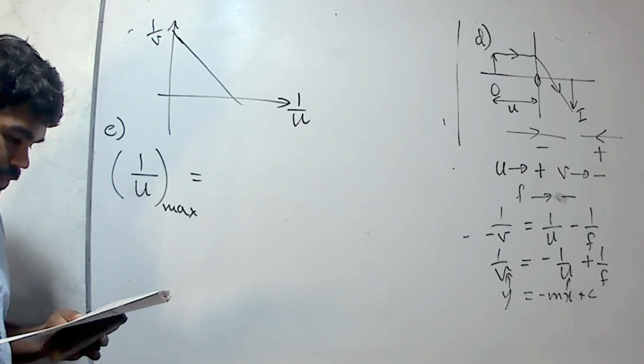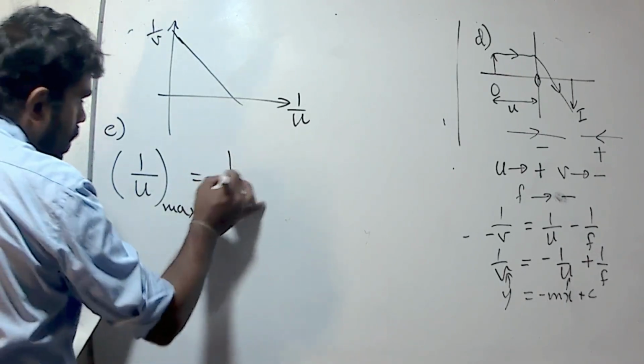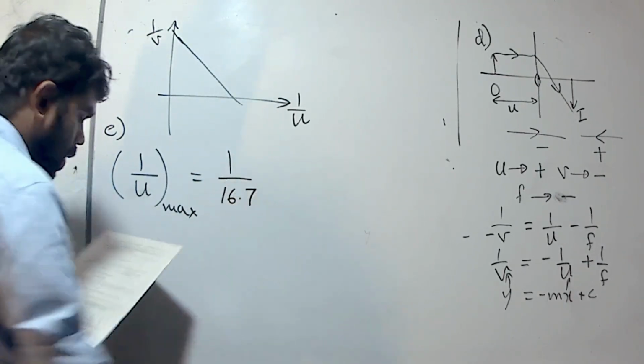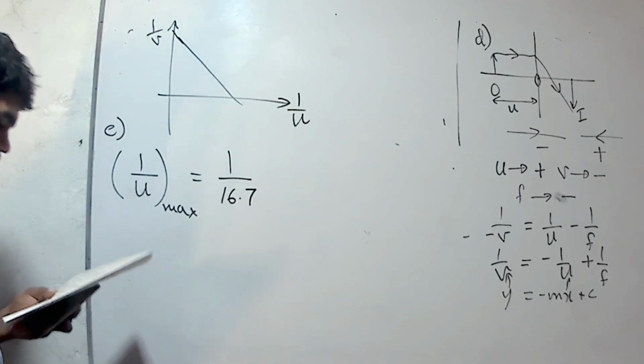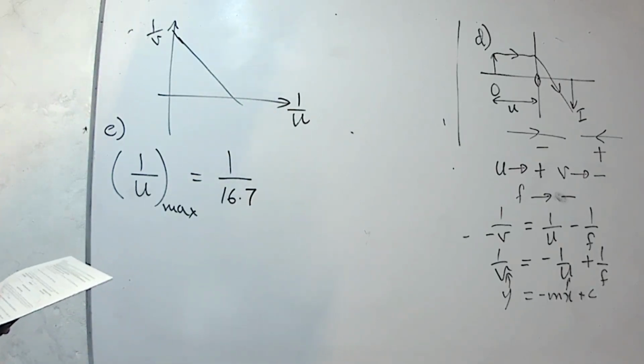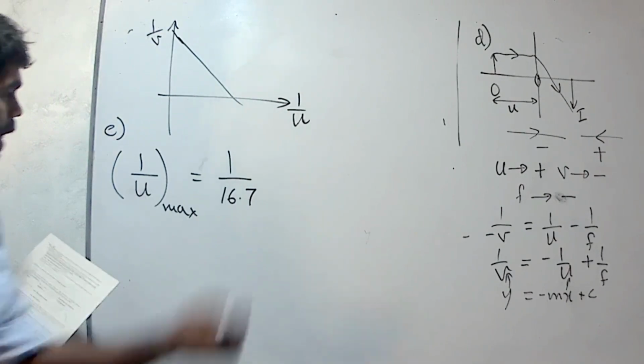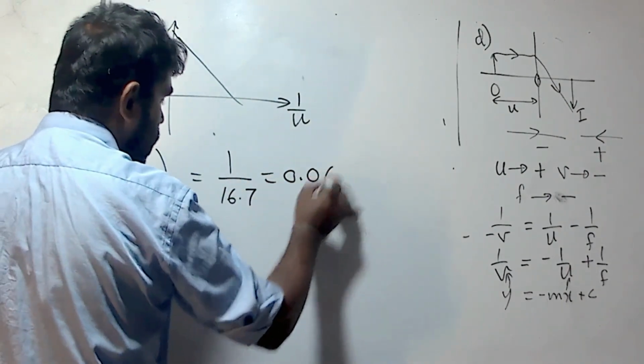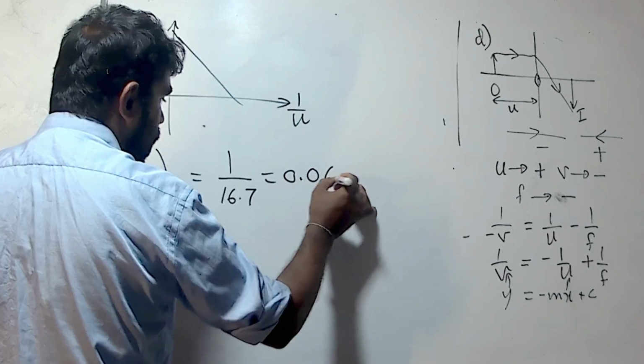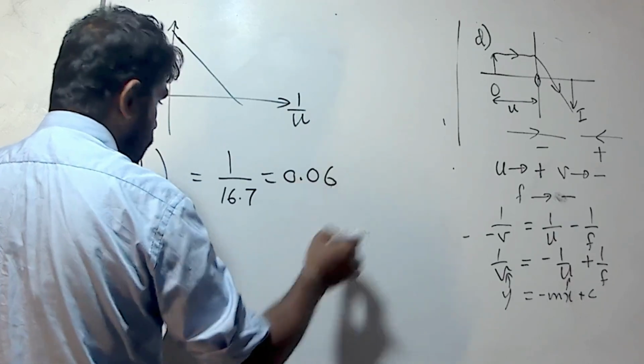Then 16.7 is the minimum value. 1 over 16.7, we can simplify it and get the answer as 0.06. It is the maximum value. Answer.